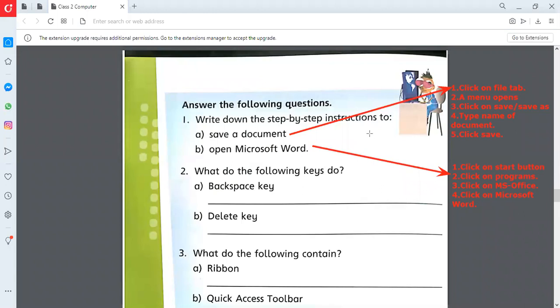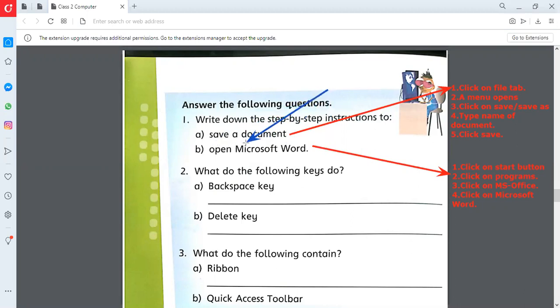Those students who join the class right now, we are doing the question on page number 40. One question is left. This question is telling us about the steps of two things. The first thing is to save a document. The steps are written over here. I draw the arrow to show the answer for this question.